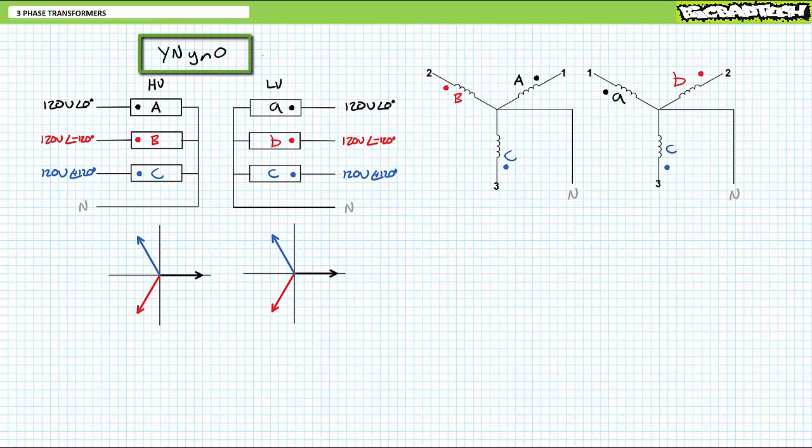For this reason, this configuration might be referred to as a YN-0 three-phase AC transformer because the high voltage side is a Y with a neutral. The low voltage side is also a Y with a neutral, and the low voltage secondary output is perfectly in phase with the high voltage primary input with 0 degree phase shift. We'll take a look at the details of transformer naming conventions in a moment.